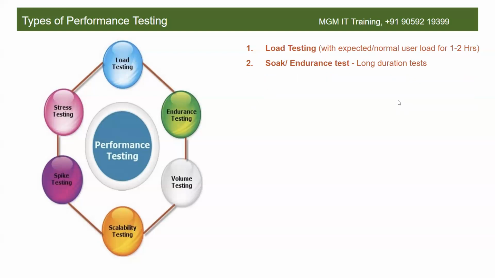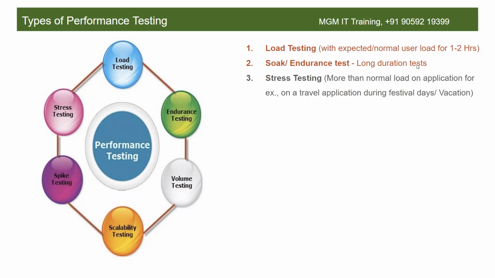Yes, clear. The next type of testing is soak or endurance testing. Endurance means long duration or durable, right? The general meaning of endurance is long durable. So here, soak or endurance test means long duration test. And how long it is depends on the application, depends on the business hours of the application. We'll discuss that in the next slide. What is meant by business hours? First, let me cover what are the different types of performance testing.